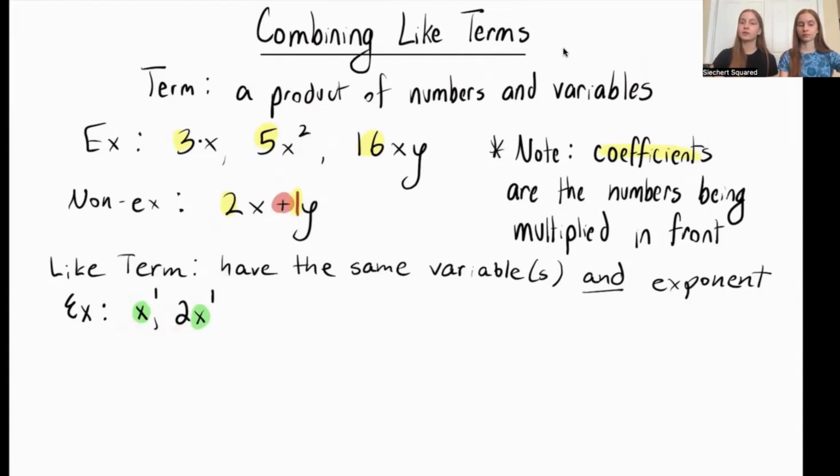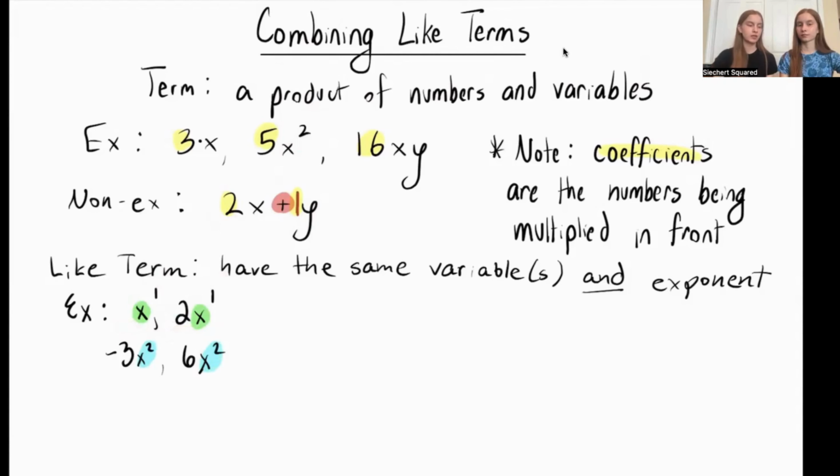Now, another example of some like terms: we could do negative 3x squared and 6x squared. It looks a little bit different. One's a negative, one's a positive, but again, those are just the coefficients, so we don't need to worry about those numbers right now. We're just looking, they both have x and they both have that squared, so that means they're like terms.